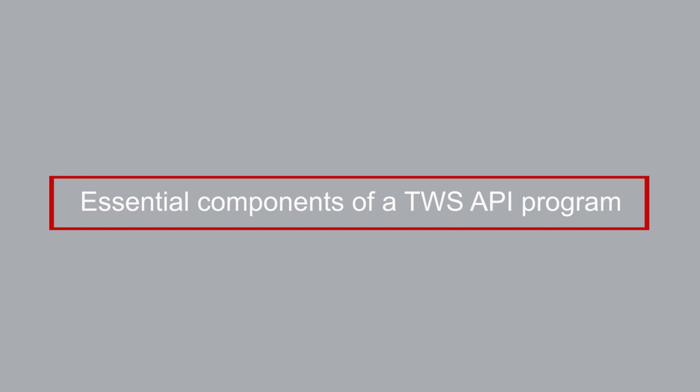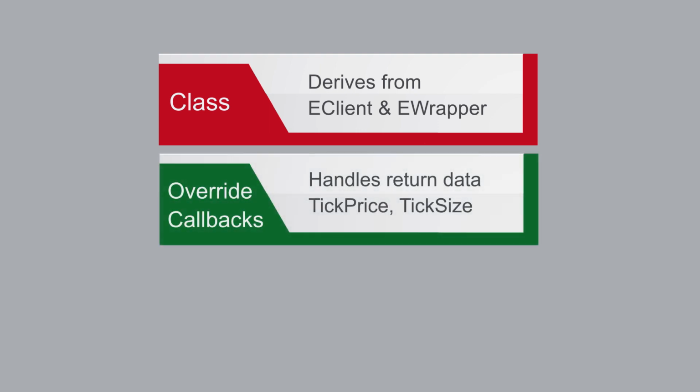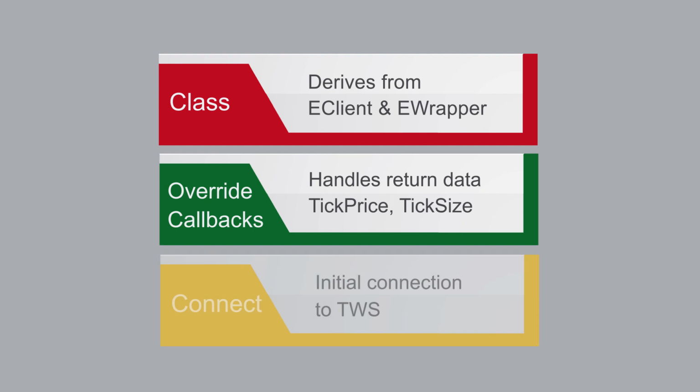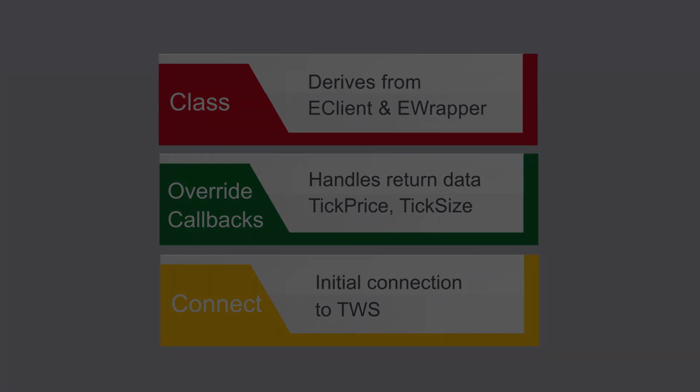That would first be a class which derives from both a client and a wrapper, so that it can inherit functionality in those classes. You would need to override wrapper callbacks, which handle return data to functions such as tick price, tick size. And then before requesting any data, you would need to call connect. Okay? Next, we'll go into a short sample code, which can just show a demonstration of how to request market data for Apple stock.